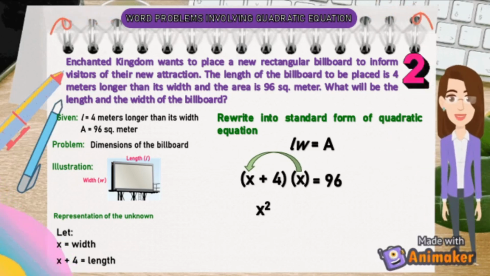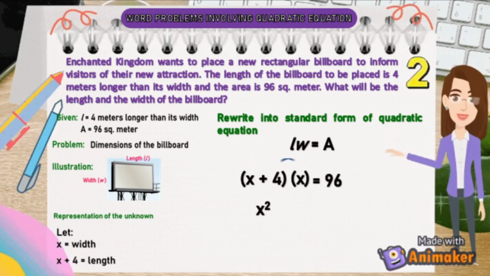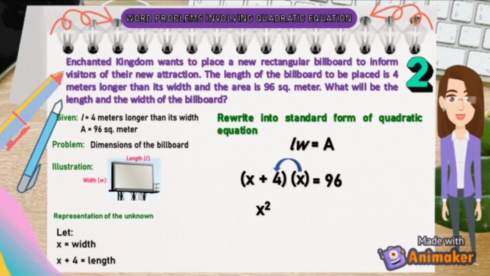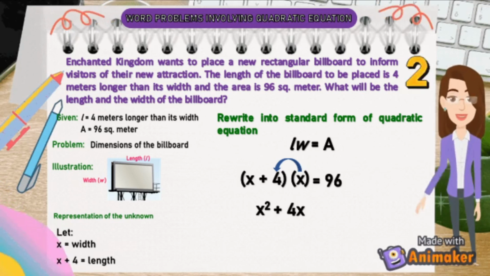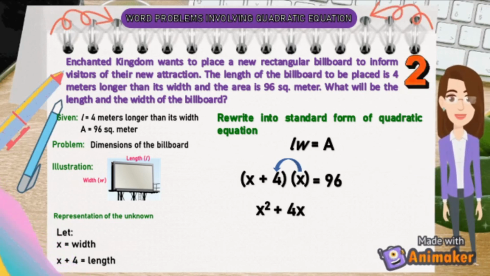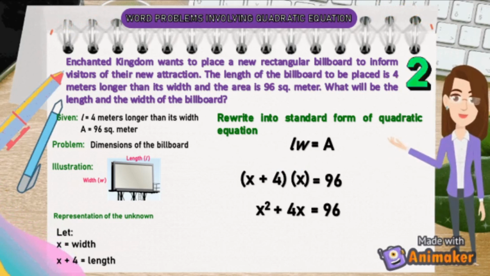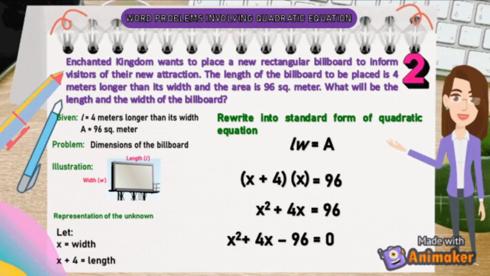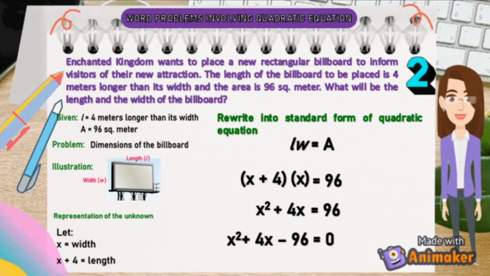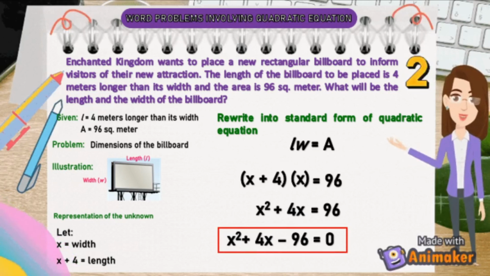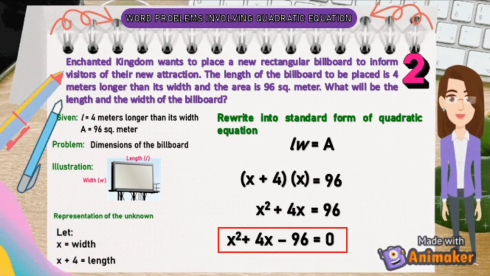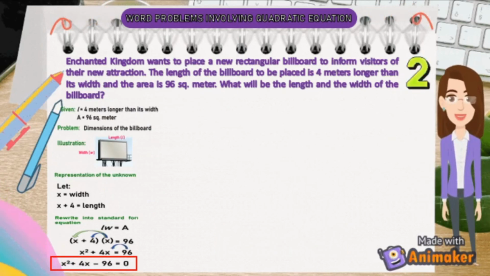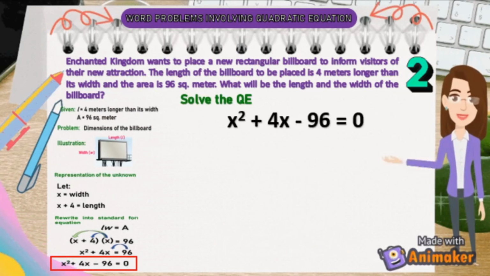So, magkakaroon tayo ng x squared. And then, 4x is 4 times x is 4x. So, magkakaroon tayo ng 4x is equal to 96. Then, transpose natin si 96. Magkakaroon tayo ng x squared plus 4x minus 96 is equal to 0. So, therefore, x squared plus 4x minus 96 is equal to 0 is our obtained quadratic equation. So, now, let us solve our obtained quadratic equation.